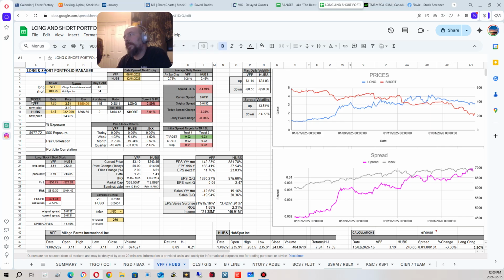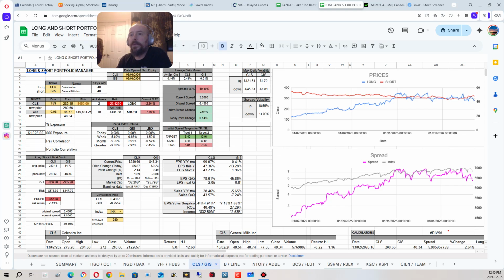This is potentially something that could be closed, but if I look at the spread, yeah, it's struggling a little bit, but overall it's up. So I'm going to give this one a little bit more time. Celestica, General Mills. This one corrected a little bit as well. This is the one I'm actually considering closing. The spread seems to be sideways, and not only that, it's finding new lows always.